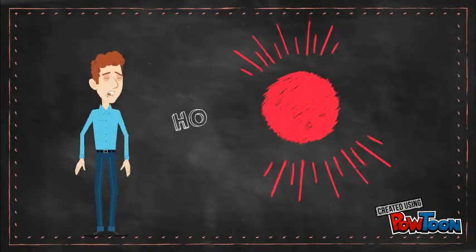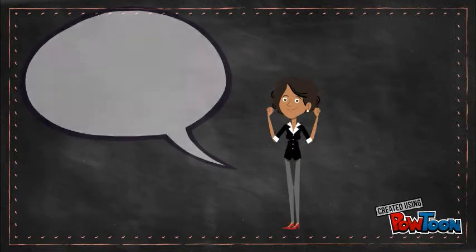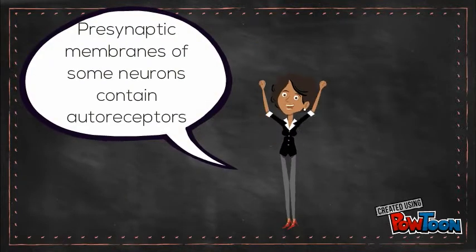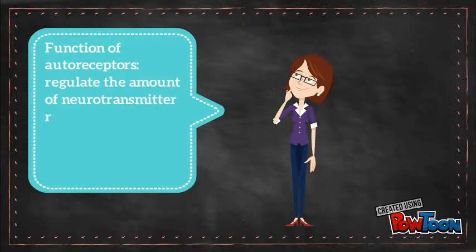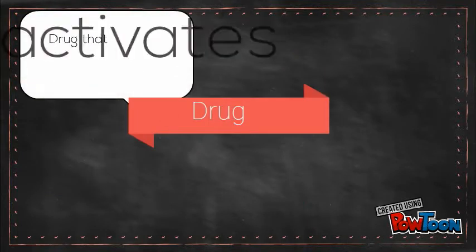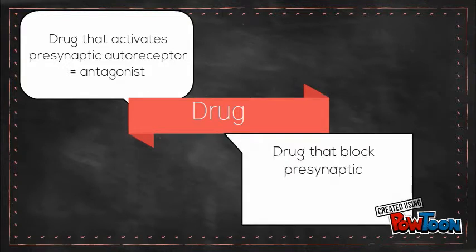So how do drugs affect the autoreceptors? The presynaptic membranes of some neurons contain autoreceptors. The function of autoreceptors is to regulate the amount of neurotransmitter released, and when it is stimulated, less neurotransmitter will be released. For the type of drug, it is the same as before. For the activating one is antagonist, and for the blocking one is agonist.